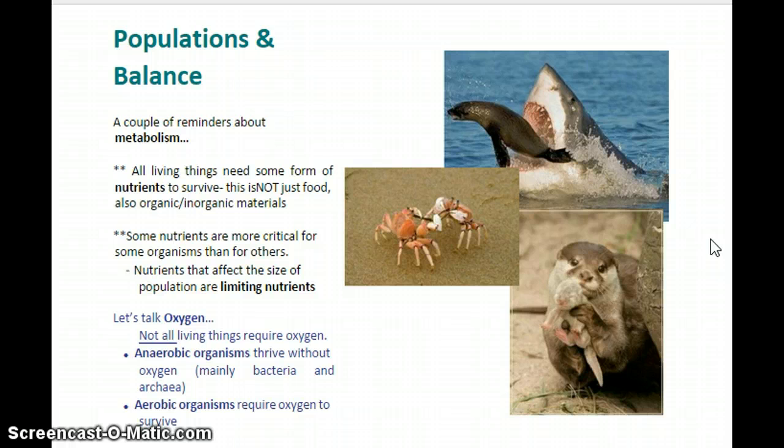Metabolism is important because organisms all need to obtain energy in order to survive. And the environment can affect how well they can do that. So everything needs some kind of nutrients in order to survive. So it's not just necessarily food. For some organisms, that could be inorganic materials too. So some nutrients are more critical than others.